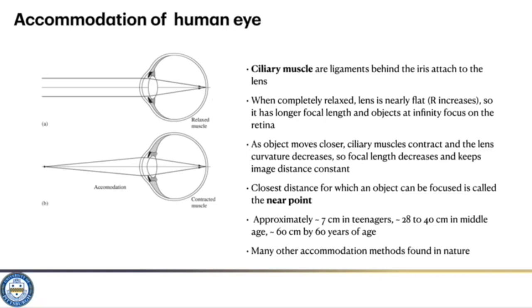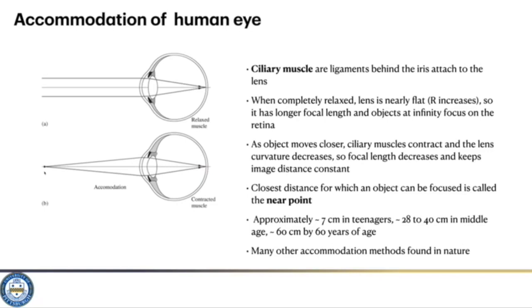As the object moves closer, you must now change, since the image distance does not change, but the object distance is changing, we have to change the focal length of this lens. And that is done by these ciliary ligaments. As you can see them right here, they're contracting. And as they contract, the lens curvature decreases. And the focal length decreases, and that allows us to keep the image distance a constant.